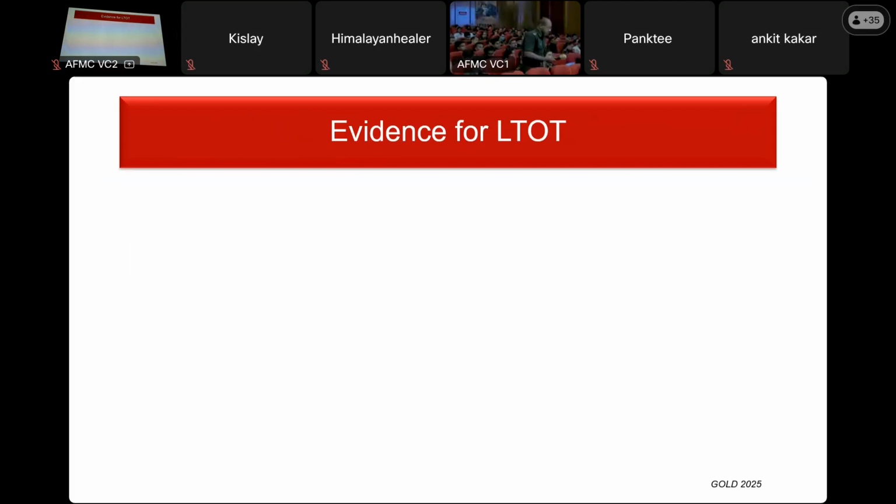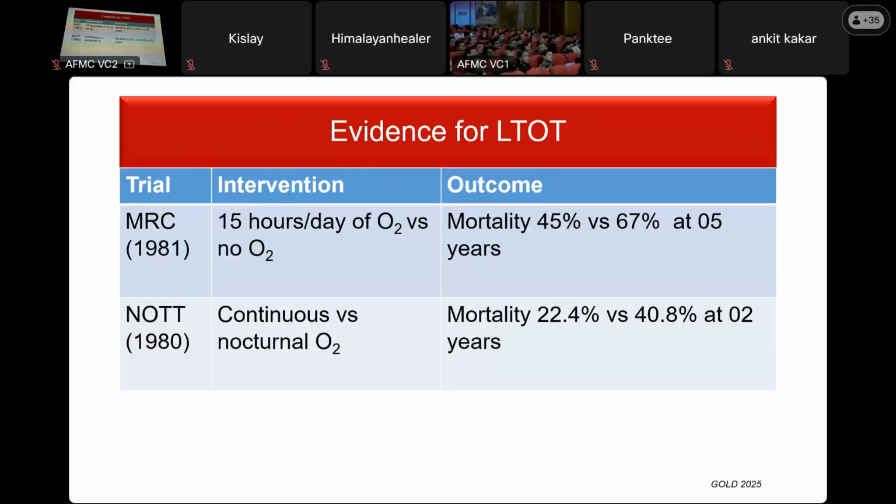Next. The two trials that were done in around 1980 were the MRC trial and the NOT trial. In the MRC trial, 15 hours of oxygen per day was compared with no oxygen, and it showed a distinct mortality benefit. In the NOT trial, the patient was given 24 hours of oxygen versus nocturnal oxygen. In this study, it was shown that patients who were given continuous oxygen had a lesser mortality. Next.